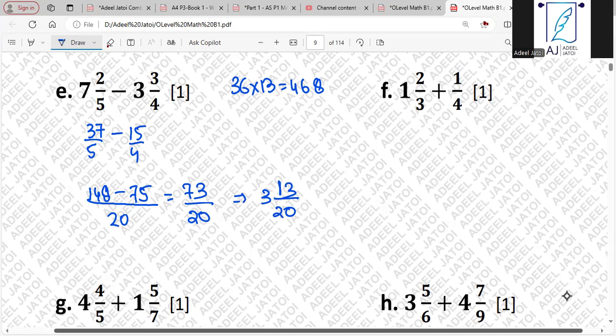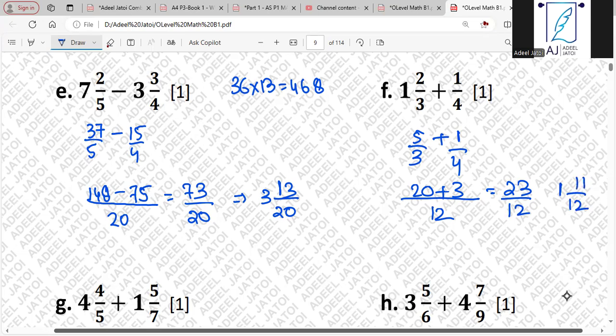Part F, 3 ones are 3, 3 plus 2 becomes 5 upon 3, plus 1 upon 4. The LCM becomes 12. 12 divided by 3 is 4, 4 fives are 20. 12 divided by 4 is 3. The answer will be 23 upon 12, or one whole number 11 upon 12. This will be your mixed number.